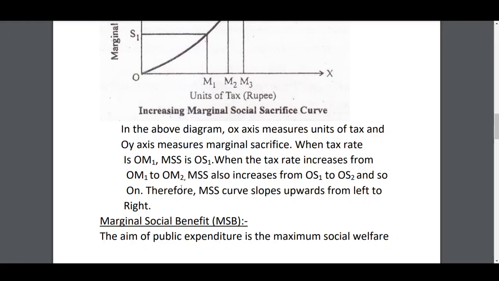Because this is the meaning: when the government is imposing an additional unit of tax, or increasing the existing tax rate, what happens? The social sacrifice, the sacrifice of the public, is increasing. Got the point? Therefore, the MSS curve slopes upwards from left to right.